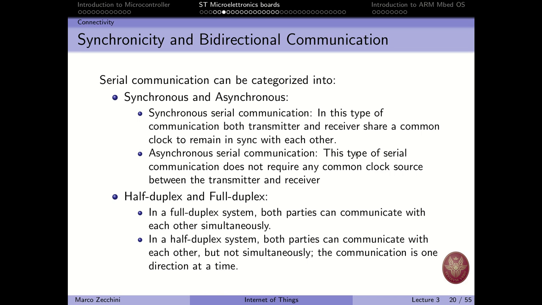This is the first categorization. Then we have half duplex and full duplex. In full duplex, we allow both parties to communicate simultaneously with one another. Whereas in the half duplex system, a party can communicate with the other just when the other is not communicating. Okay, so they cannot communicate simultaneously. Think about a walkie-talkie. This is the main simple example of a half duplex communication system.